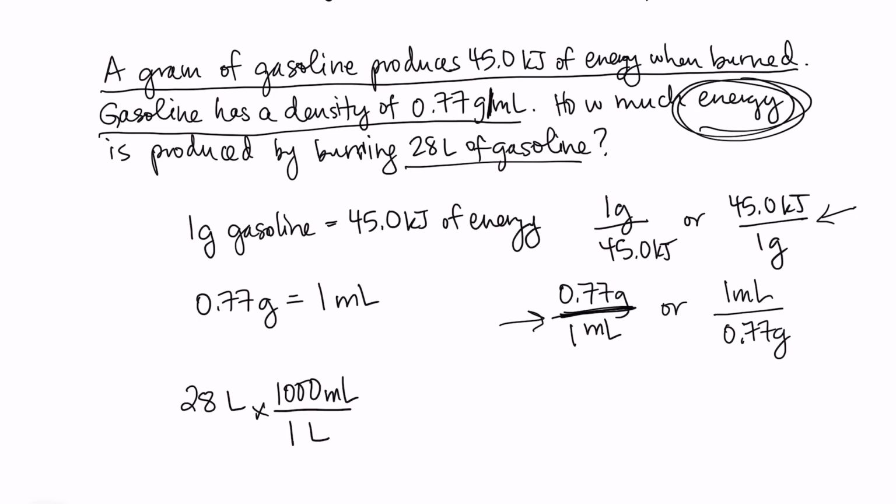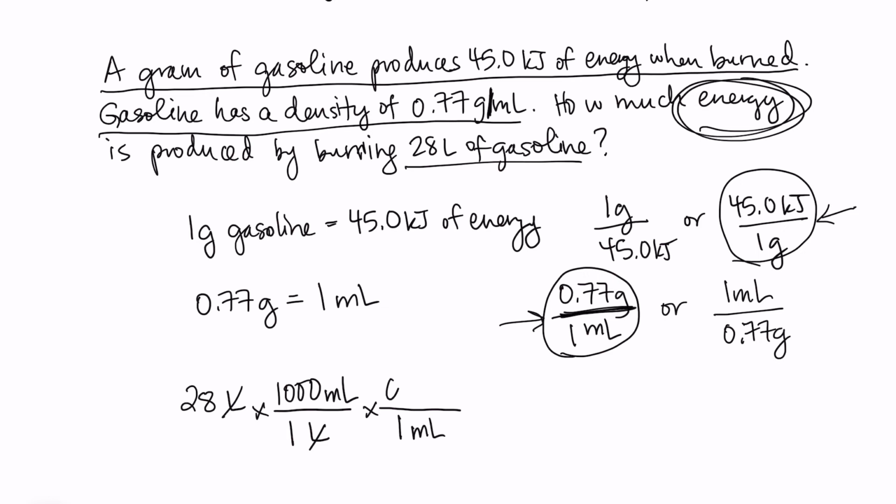Okay. Next, I'm going to use this grams and milliliters because that will help me get closer to where I can use grams and kilojoules. So my next one, I want my milliliters to be on the bottom. So I've got 1 milliliter on the bottom, 0.77 grams on the top. Cross out my milliliters. I've got grams, feeling really happy and good about myself right now. And now I've got grams. I need to turn that into kilojoules. I'm going to use this conversion factor, 45 kilojoules for 1 gram. And this is going to allow me to do my calculation.